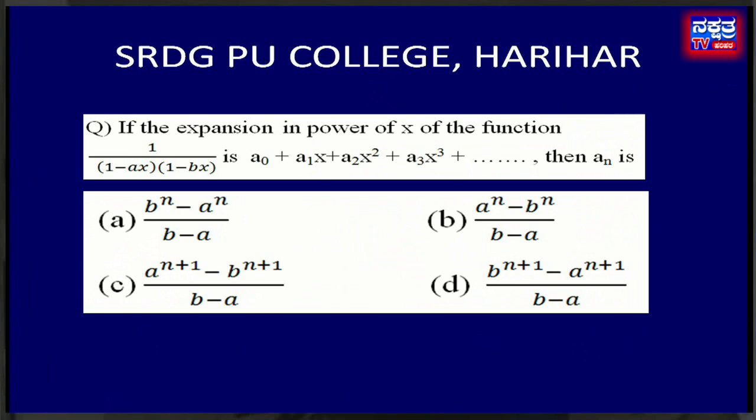If the expansion in power of x of the function 1 by (1 minus ax)(1 minus bx) is a0 plus a1x plus a2x square plus a3x cube plus so on, then an is: option A, (b power n minus a power n) by (b minus a). Option B, (a power n minus b power n) by (b minus a). Option C, (a power n plus 1 minus b power n plus 1) by (b minus a). Option D, (b power n plus 1 minus a power n plus 1) by (b minus a). Watch the board.